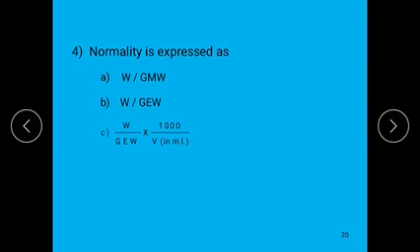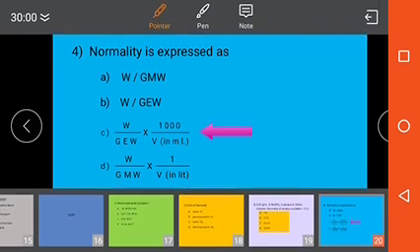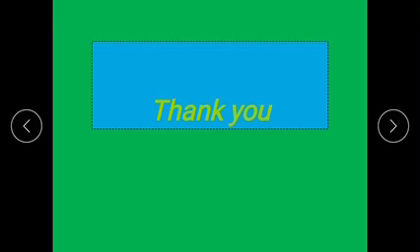And next, question number 4: normality is expressed as A, W by GMW; B, W by GEW; C, W by GEW into 1000 by V in ml; D, W by GMW into 1 by V in milliliters. The right answer is W by GEW into 1000 by V in milliliters, which is the third one. Thank you.